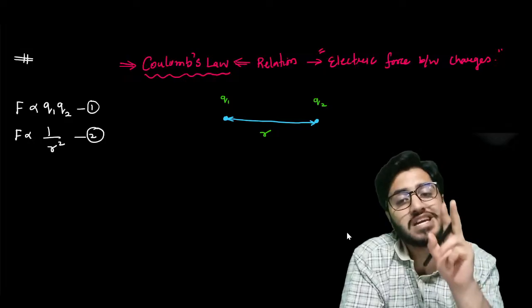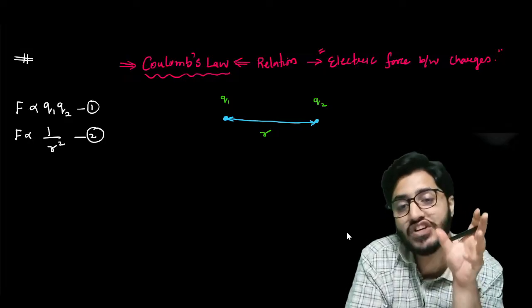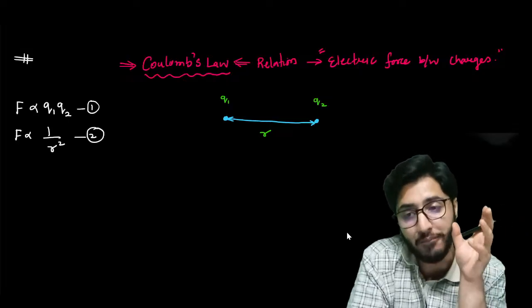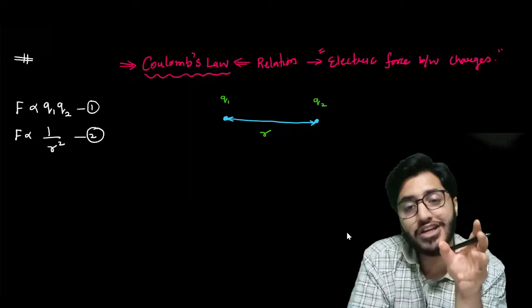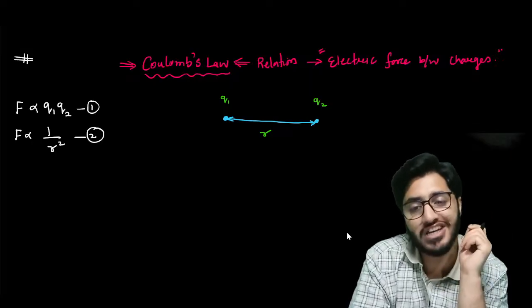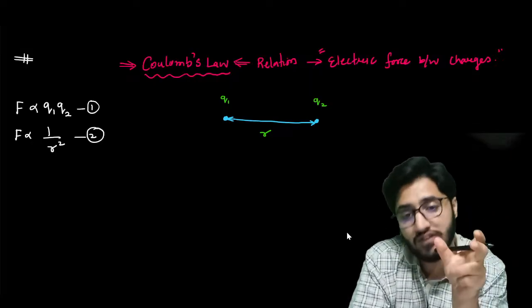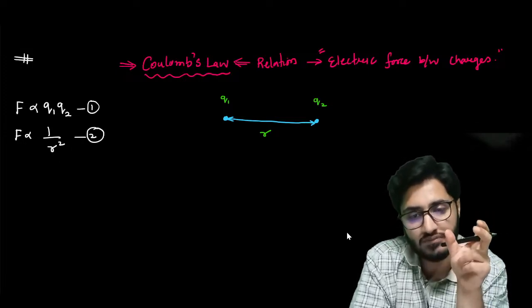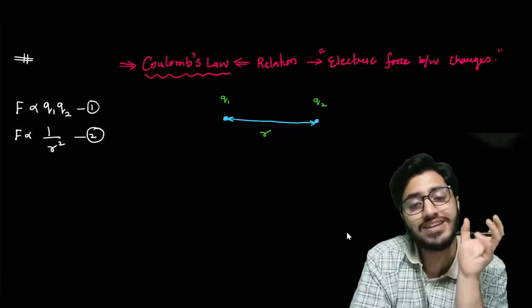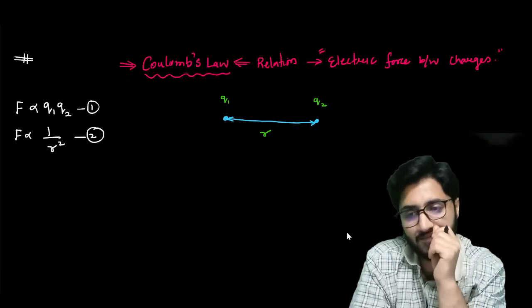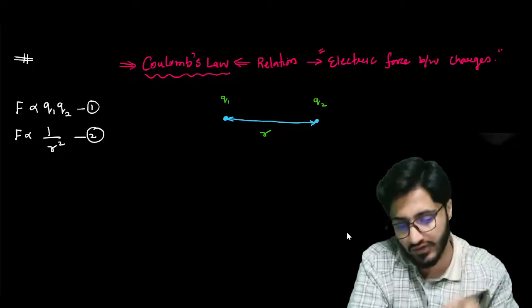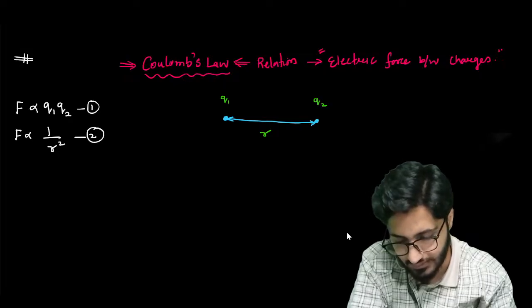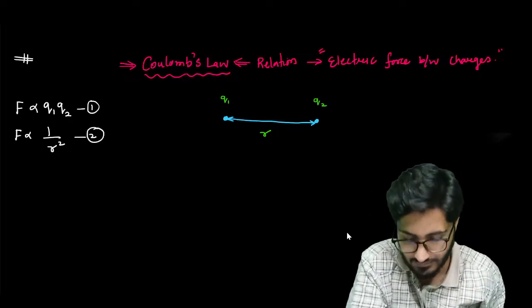Coulomb gives two statements: the force exerted between Q1 and Q2 will be directly proportional to the multiplication of the magnitudes of these two charges. Second, this force will be inversely proportional to the square of the distance between these two charges. So let us combine these two equations. Okay, look now.